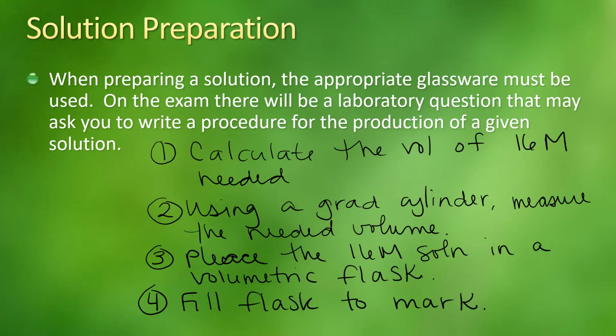In this example, they would have given you a list of laboratory equipment. It most likely would have included things like graduated cylinder, beaker, volumetric flask, electronic scale, and what you would need to figure out is which pieces of equipment are necessary to complete this procedure, and then provide them with a step-by-step procedure in order to complete the task.